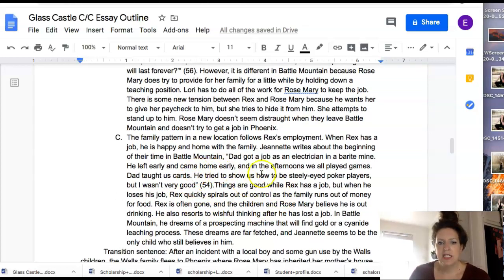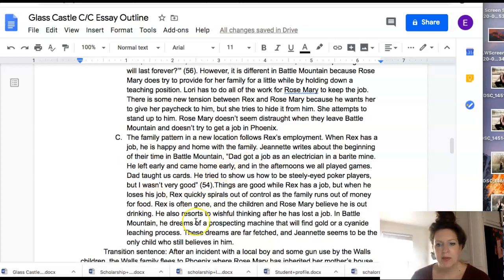And I kind of start here by setting this pattern that happens often when they move to a new place. He'll get a job and everything is really working out well for the family for a little while, and then he loses his job, right? And things spiral out of control, and he's no longer at home, and he's not investing in the family, and then they leave. So that's kind of the pattern that I establish here.